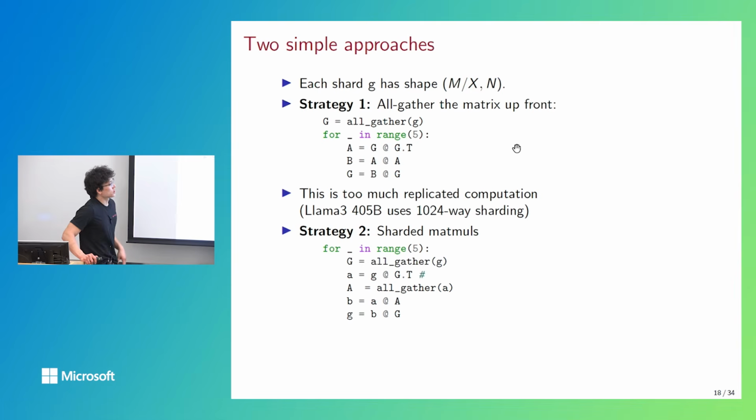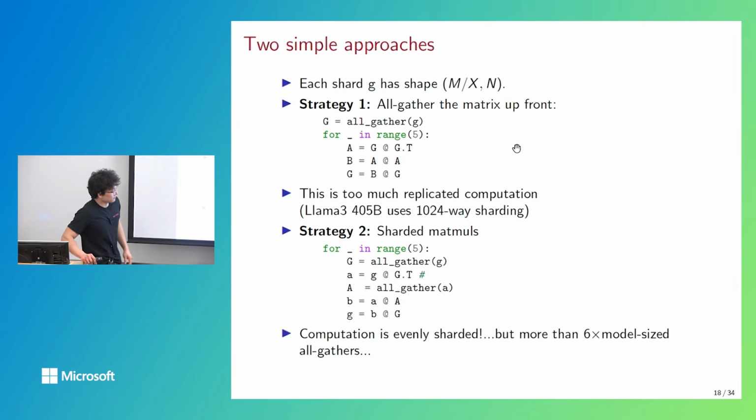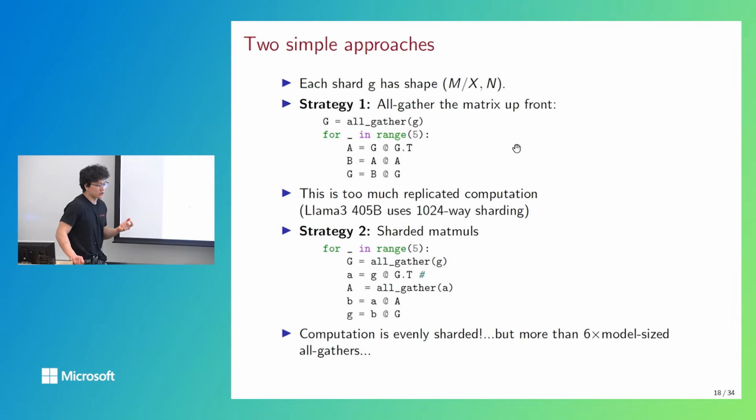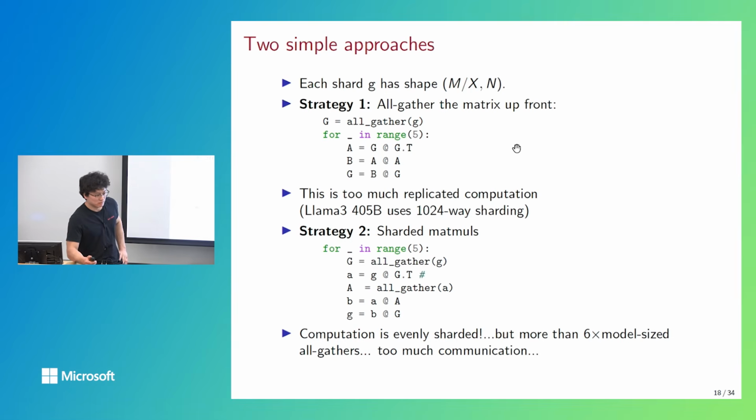The naive approach here would look like this: every time you need the full matrix for proceeding with the Newton-Schultz, you just do the all-gather, right? Well, this way, all the computation is evenly sharded. But the problem is it requires a lot of all-gathers, which can come at a non-negligible, significant amount of overhead. So in other words, it's too much communication.